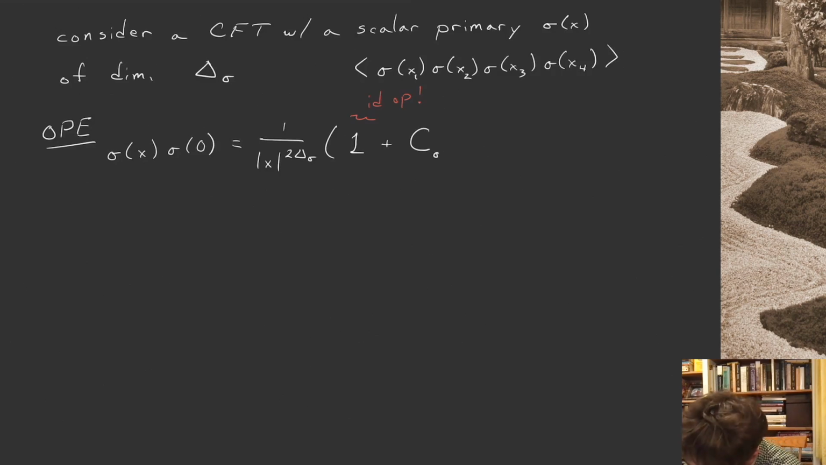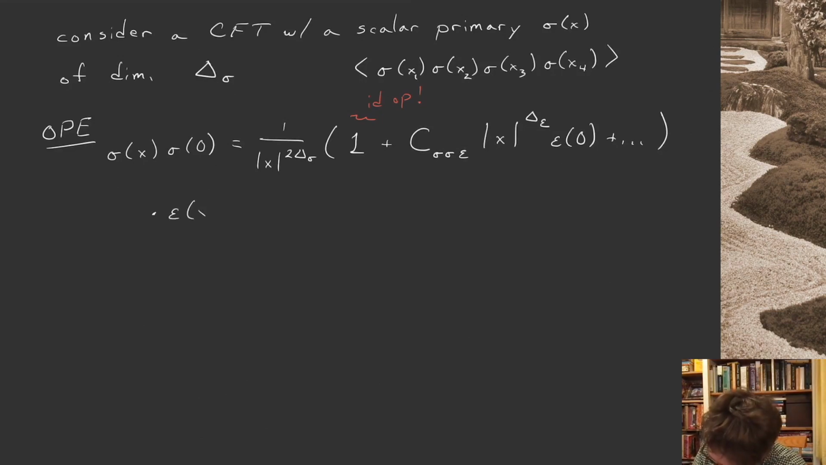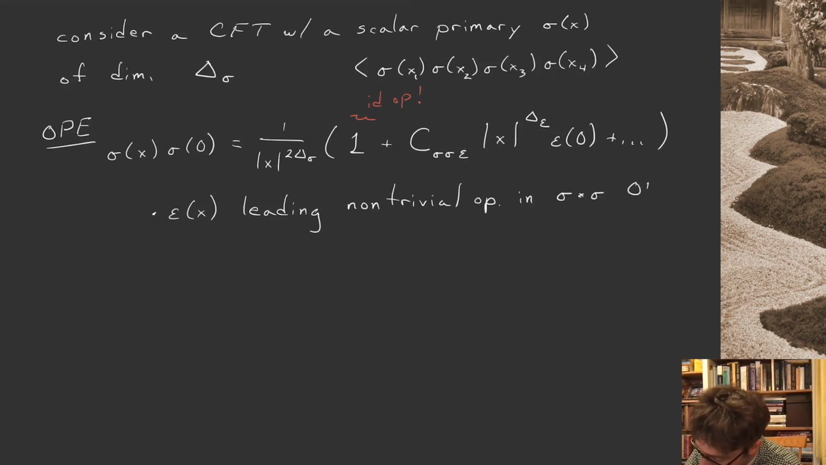And the first term we'll call c sigma sigma epsilon. So there's going to be some 3-point function with two sigma operators and this epsilon. There'll be an absolute value of x, by dimensional analysis, to the dimension of this operator epsilon at 0, and then plus higher order terms. So in other words, this epsilon of x is the leading non-trivial, since it's not the identity, operator in the sigma cross sigma OPE, the sigma sigma operator product expansion.